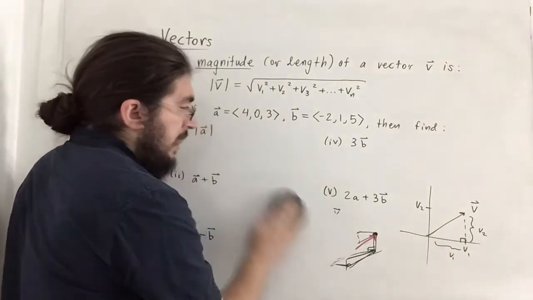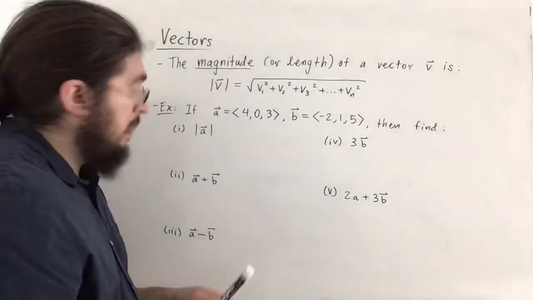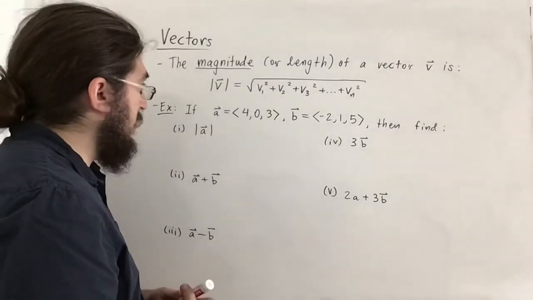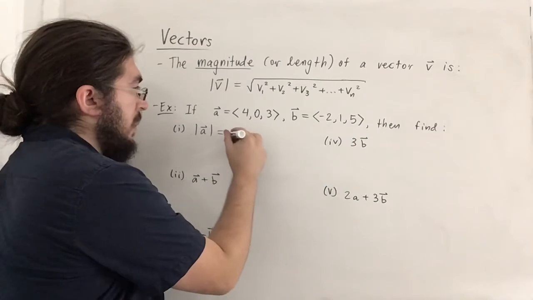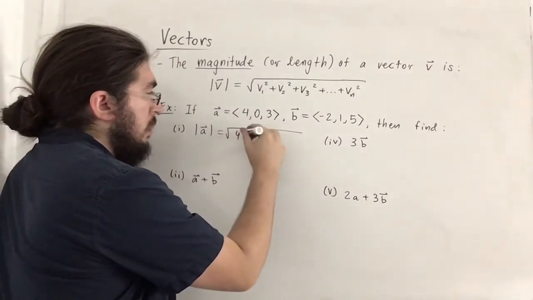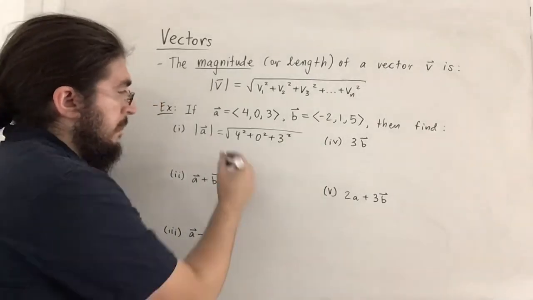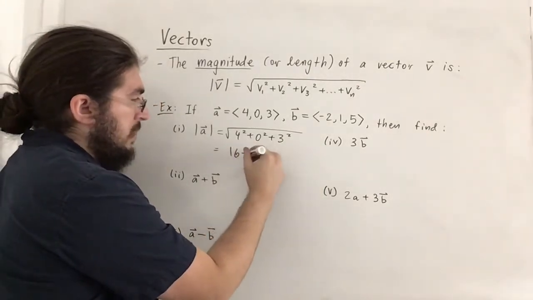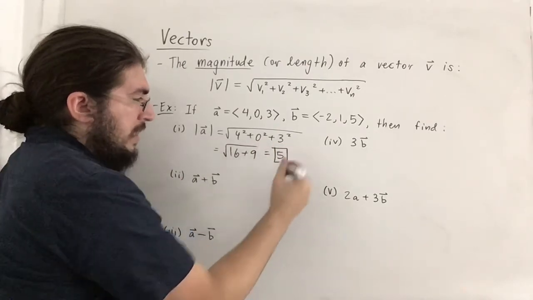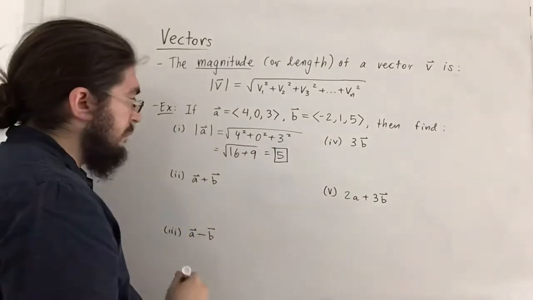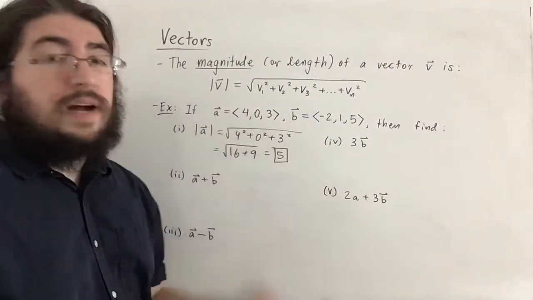So the first one we need to find is the magnitude of A, which we just discussed. How do we find the magnitude of A? Well, it's clearly just going to be the square root of the sum of the squares of its components, which is 4 squared plus 0 squared plus 3 squared. That's 16 plus 9, which is 25, and the square root of 25 is 5, so the magnitude of A is just 5. Not too bad. And again, all that means is that the length of this vector is 5.